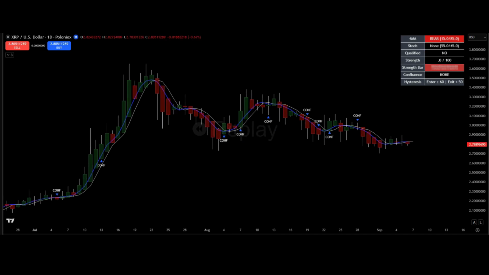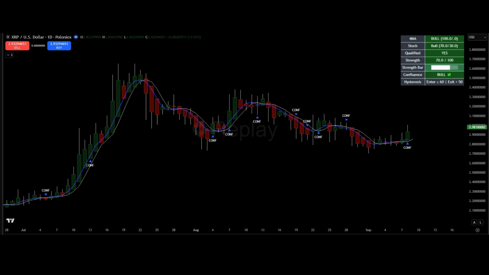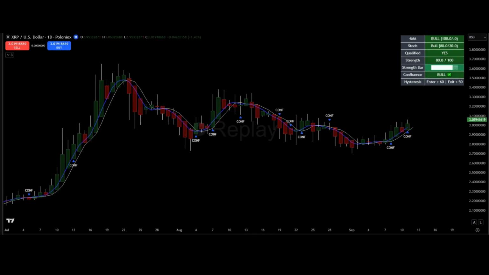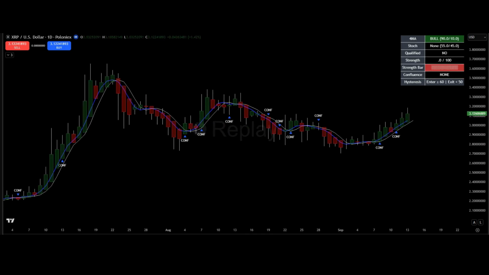This indicator is designed to simplify multi-timeframe decision-making and reduce emotional overtrading.